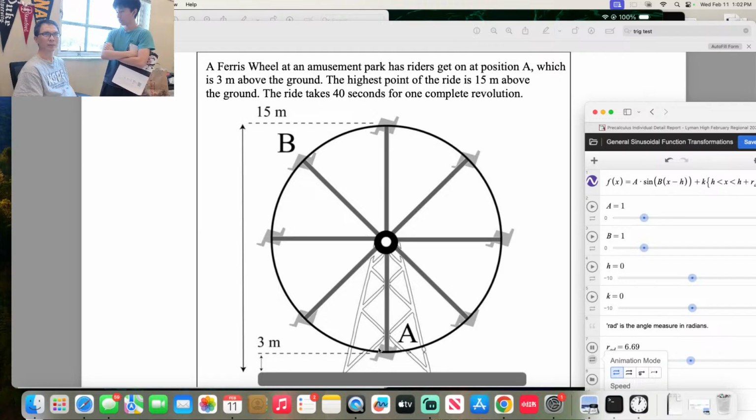Touching the ground. Right. Middle of the wheel would be the midline. Oh, you're just another example. Yeah, so it's 6, but you have to count.